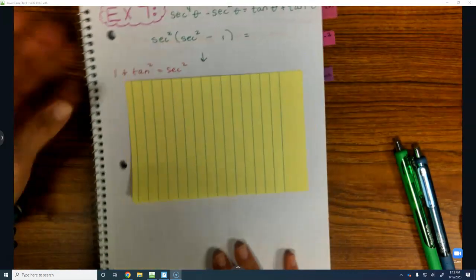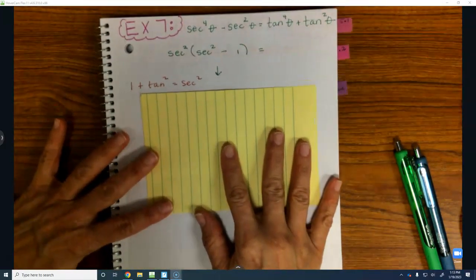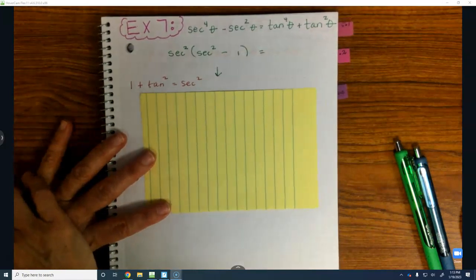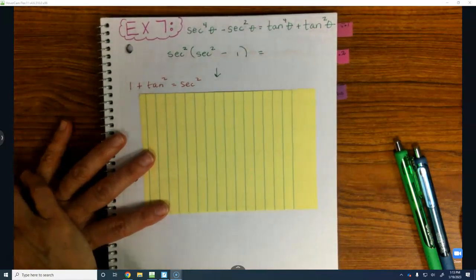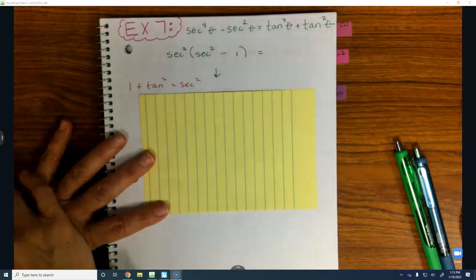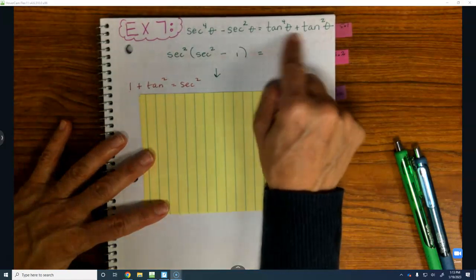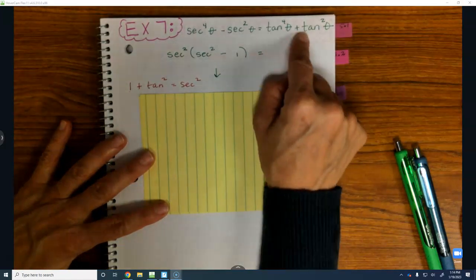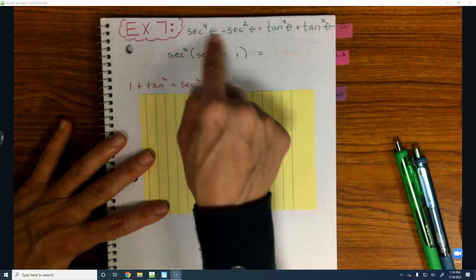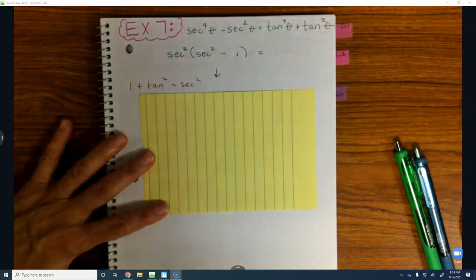All right, let's go ahead and talk about this problem right here. So for example 7, actually, you know what? Both sides of the equation look pretty complicated. However, tangent's one of our main trig functions like sine and cosine, so I'm going to leave that alone. I'm going to focus on rewriting these because they're reciprocals, guys.